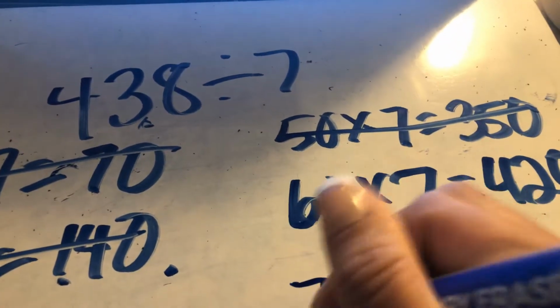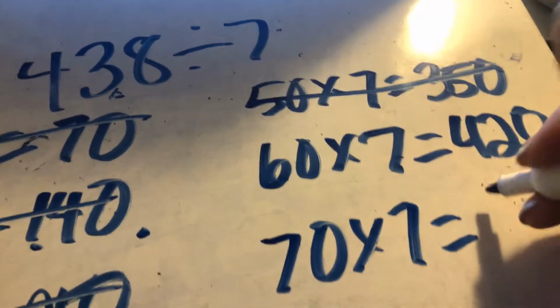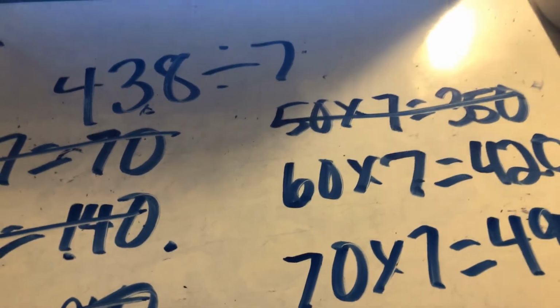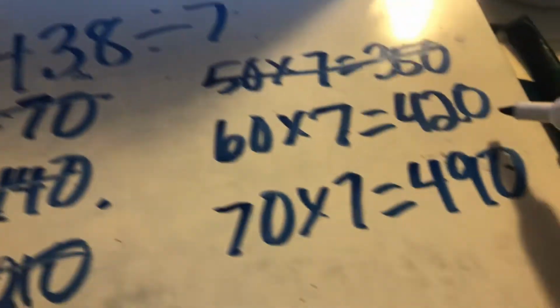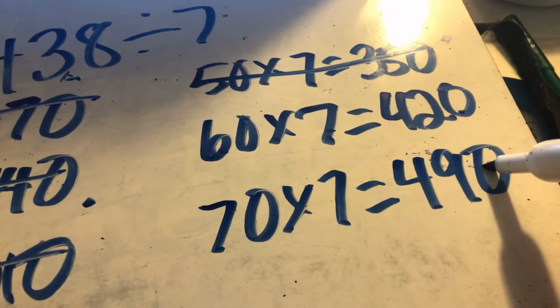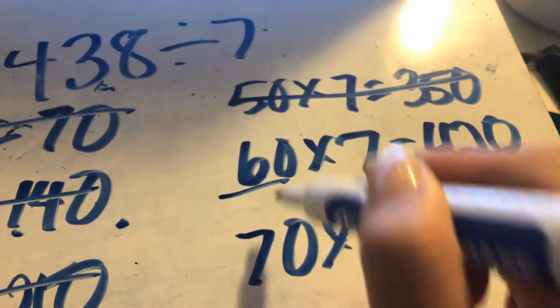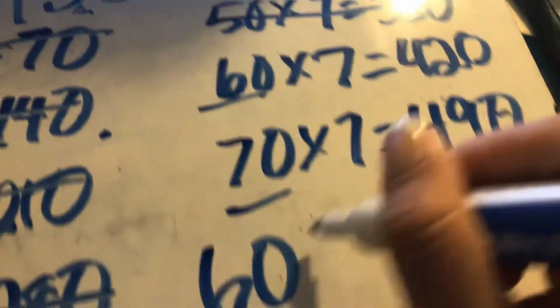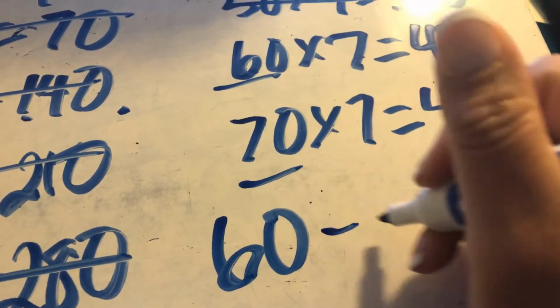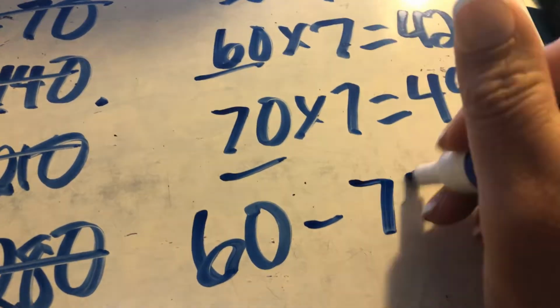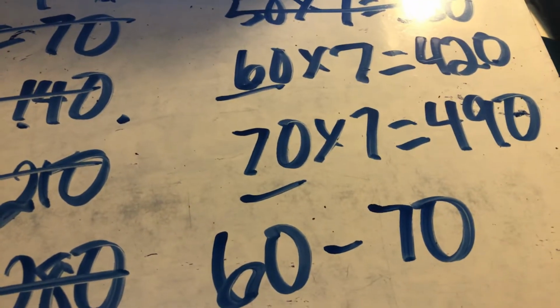What about 70 times 7? It's going to be 490. 438 falls in between 420 and 490. Okay, so we know that our two multiples, we're going to list the multiples of 7 between 60 and 70, if they fall in. So let's go through there.